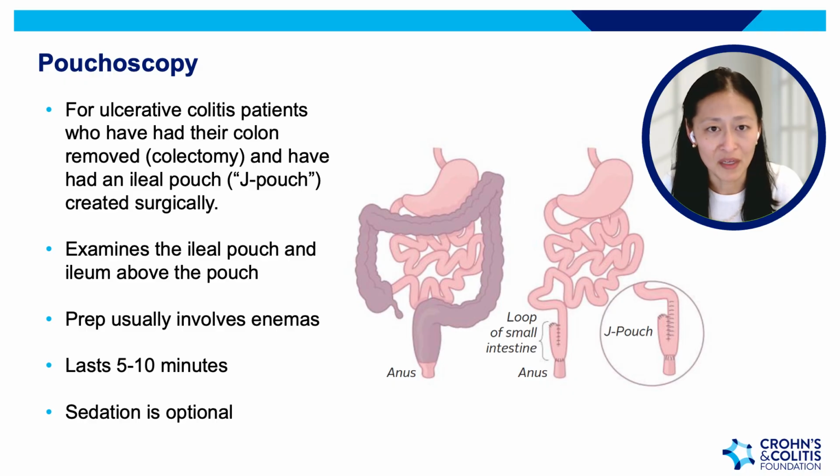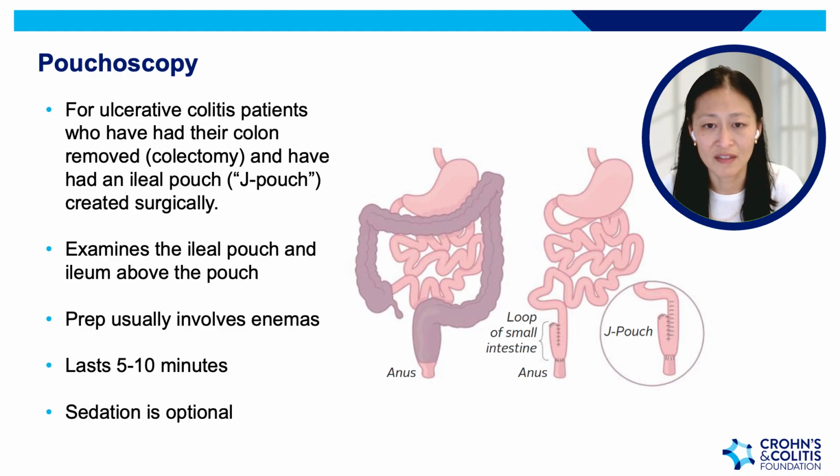A pouchoscopy is for ulcerative colitis and some Crohn's disease patients who have had their colon removed in a surgery called a colectomy, and they have repurposed the end of their small intestines, the ileum, into something called a J pouch or an ileal pouch that is created through a series of surgeries. The pouchoscopy will look at the ileal pouch and the ileum above the pouch. For prep, it usually involves sometimes clear liquids, but mostly just enemas for the patients. And then it lasts about 5 to 10 minutes.